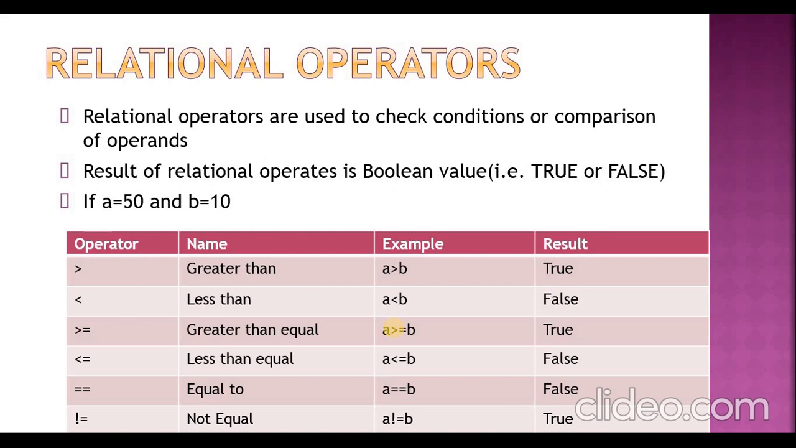The next operator is equal. It is indicated by two equal to symbols. Example, A equal B, 50 equal 10. The result is false. The last operator is not equal. It is denoted by an exclamation mark and an equal to sign. Example, A not equal to B, that is 50 not equal to 10. The result is true. So these are the different relational operators. We are going to see examples of relational operators later when we study the if statement.